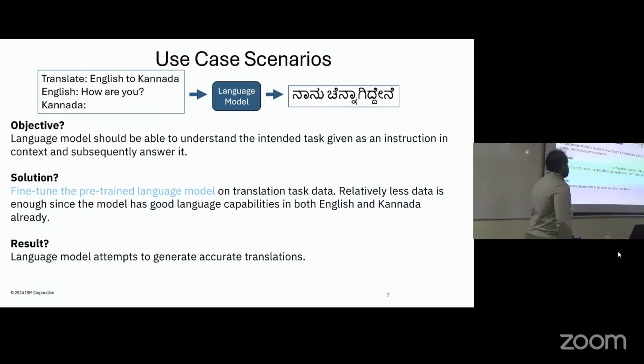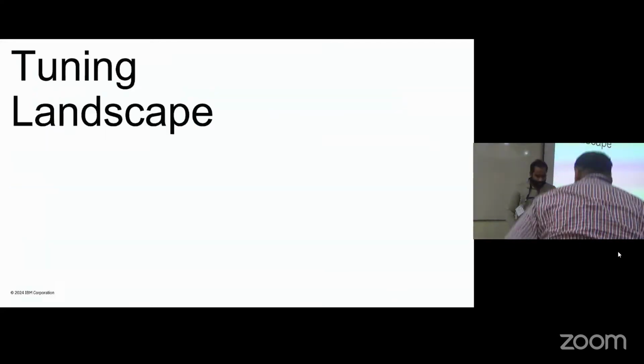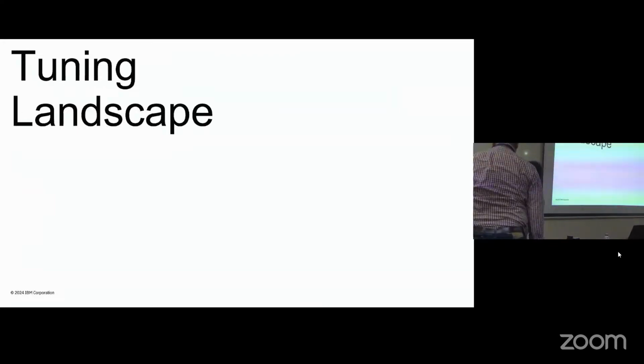In many cases, the model might fail to generate the right translation for the English text that you intend. In that case, you would like to fine tune it downstream. That's where the fine tuning phase comes in, where you want to align your model to a specific downstream task. I'll hand it to Naba to cover the rest of the slides.